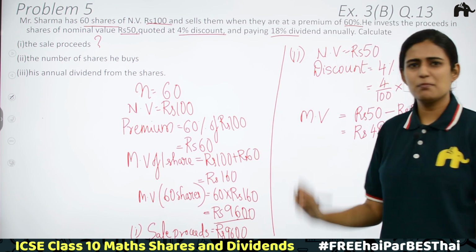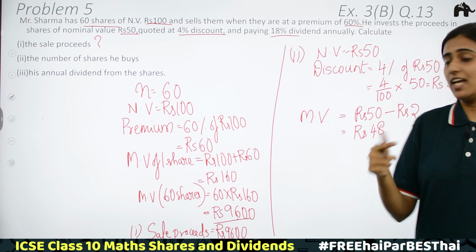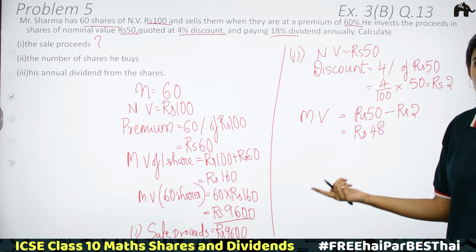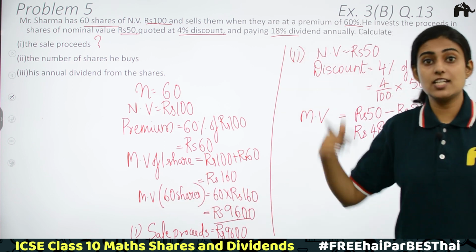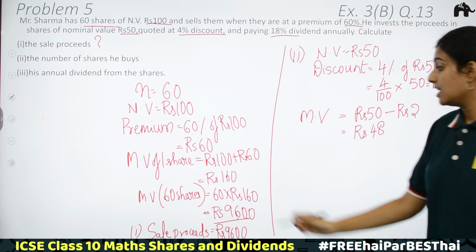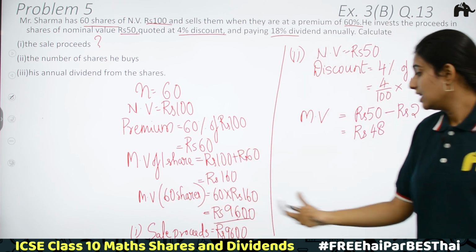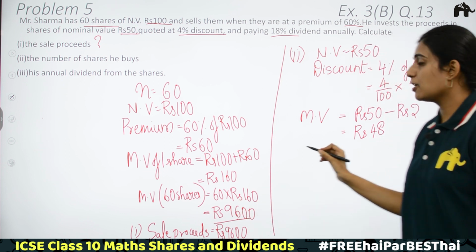Okay. We have to find the number of shares he buys. How do you find the number of shares here? We have the market value of one share, that is rupees 48. Total number of shares also we know, that is 60 shares. Initially we had 60 shares. From that we had found the market value of 60 shares. Yes, that is 9,600 rupees. Now we can easily find the number of shares, right?